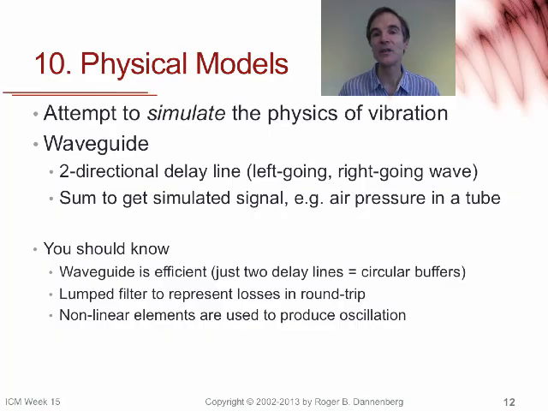Conventionally, we talk about the waveguide having a left-going wave and a right-going wave. If you want to know what that waveguide is modeling in terms of physics, you sum the left-going wave with the right-going wave to get the simulated signal, for example, the air pressure in a tube. You should know that the waveguide is an efficient implementation of tubes and strings. It's just two delay lines which can be implemented as a circular buffer.